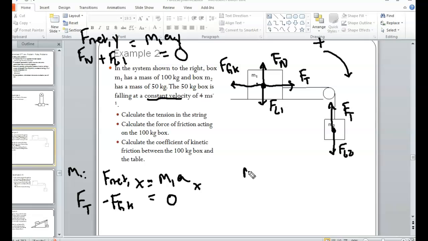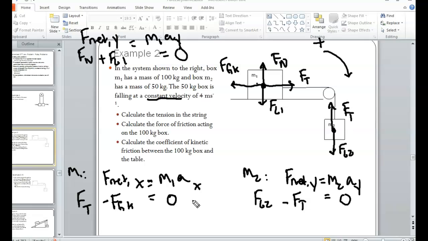For mass 2, I do the same thing. F net y equals M2AY. Is the object accelerating? No, because it's moving with a constant velocity. FG2, though, is positive because of my coordinate system, and this FT is negative because this FT right here would be a counterclockwise force. And so here's my system of equations. I have one equation, two equations. Okay, so I have FT minus FFK equals 0.